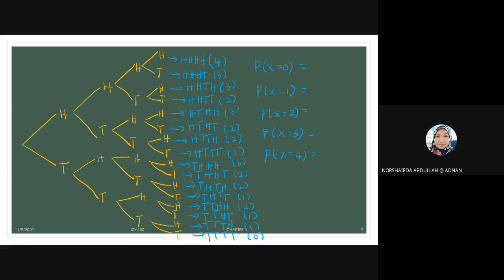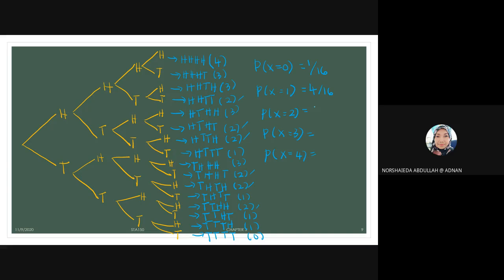So the probability for number of head equal to 0: there is only one outcome at the bottom, the last outcome. So the probability x equal to 0 is 1 over 16. Probability x equal to 1, we count the number of outcomes with x equal to 1. There are 4 possible outcomes, so the probability is 4 over 16. Probability x equal to 2, there are 1, 2, 3, 4, 5, 6.